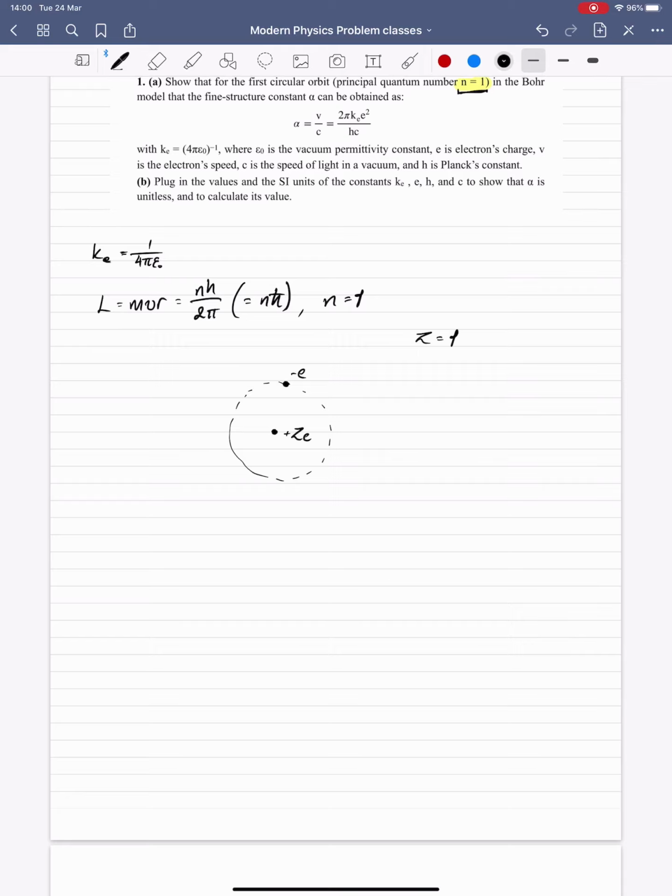Now, because it's the first stable orbit, as postulated by Bohr in one of his postulates, we have to treat this as if we have forces acting on this electron. Now, what are the forces? Well, because we're dealing with charges, we need to deal with the Coulomb force. And also, because it's a circular orbit, we also need to deal with a radial force, or the centripetal force.